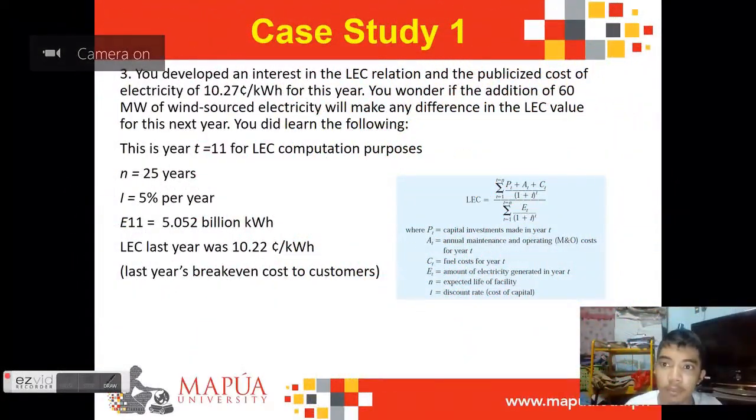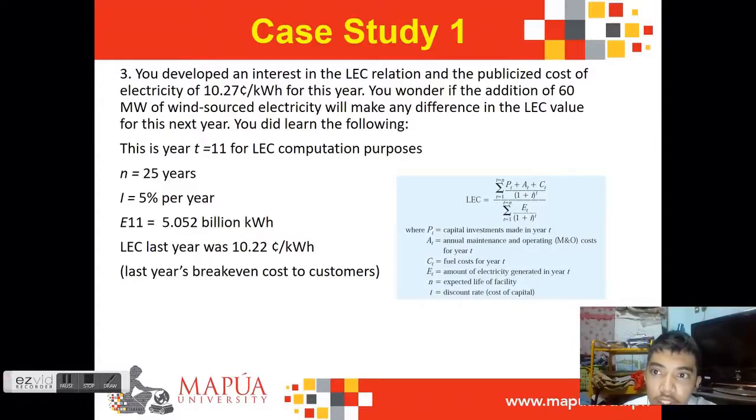Case study 1, problem number 3. You develop an interest in the LEC relation and the publicized cost of electricity of 10.27 centavos per kilowatt hour for this year. You wonder if the addition of 60 megawatts of wind source electricity will make any difference in the LEC value for this next year. You did learn the following. N is equal to 25 years, I is equal to 5% per year, E is equal to 5.052 billion kilowatt hour, and the LEC last year was 10.22 centavos per kilowatt hour.